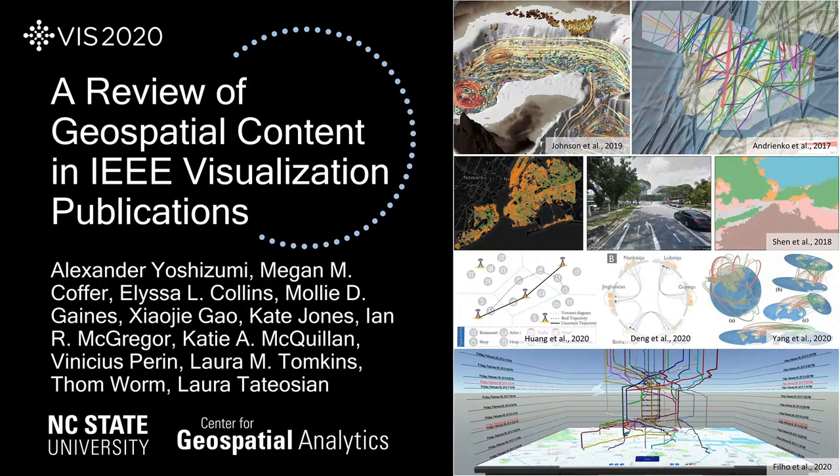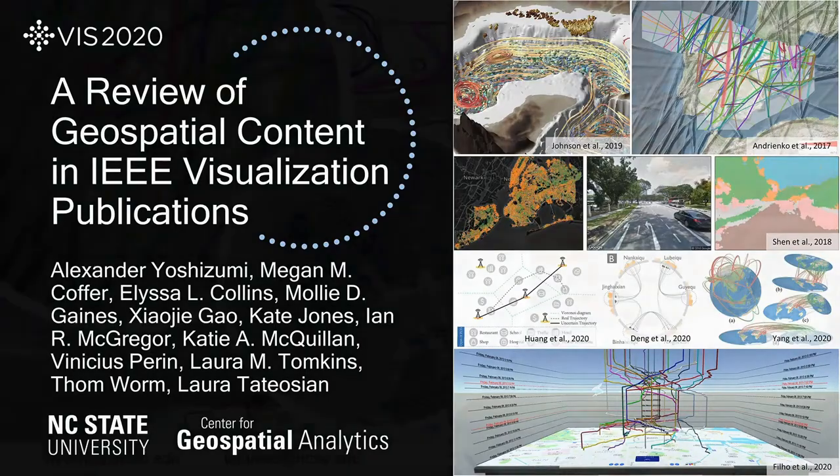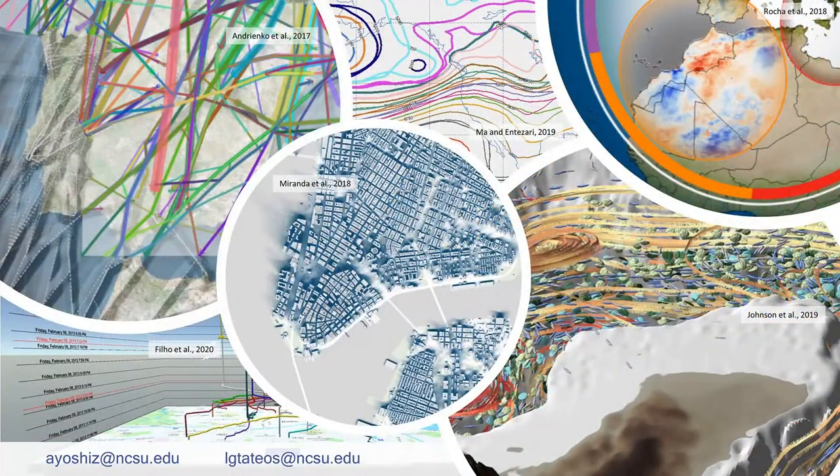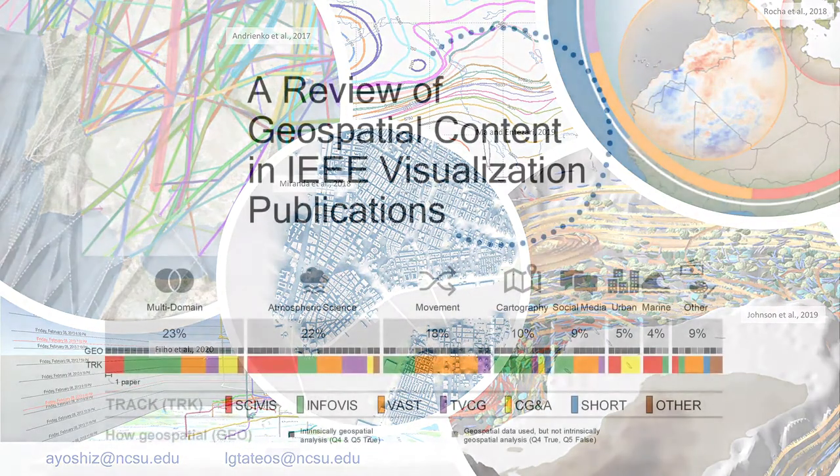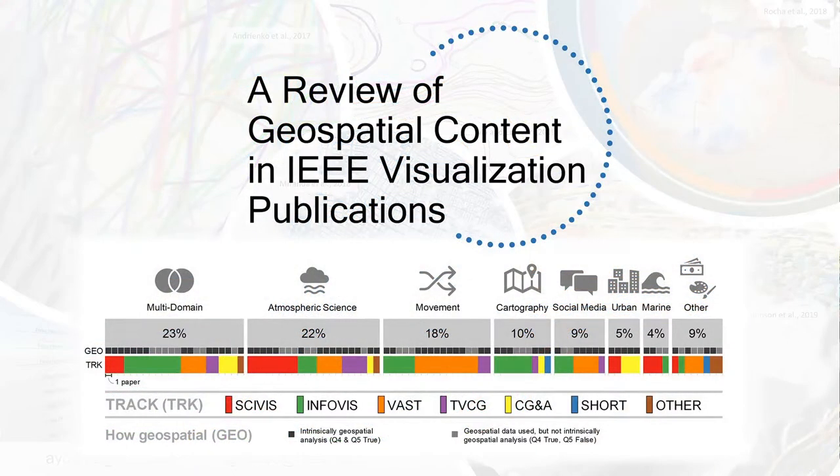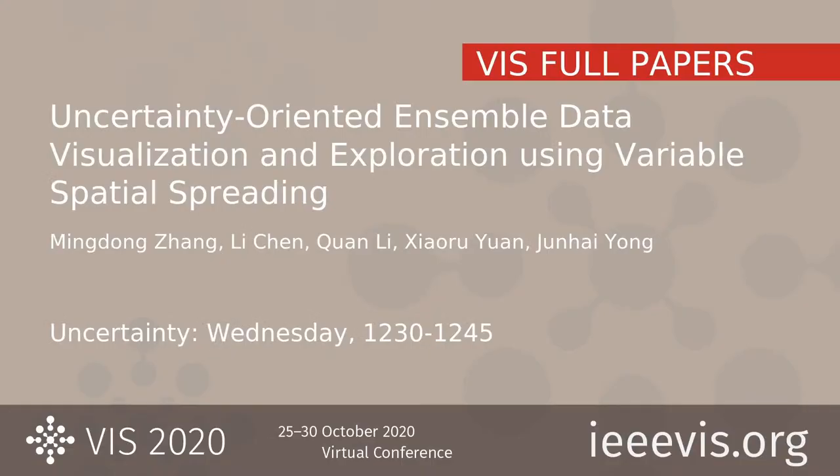Hurricanes, air pollution, forest fires, urban sprawl, ocean plastics, politics, traffic jams, and pandemics. So many of our modern challenges are geospatial, and so much of our big data is geospatial. How is the VIS community addressing needs to visualize and analyze this data? Our review examines IEEE VIS's recent contributions to geovisualization and geospatial analysis.